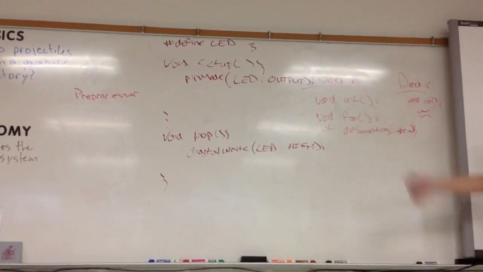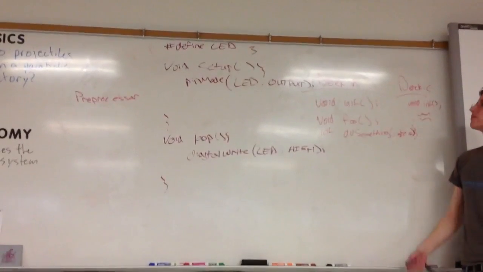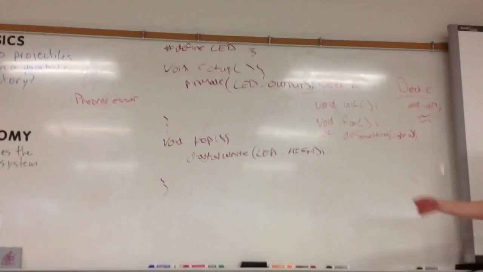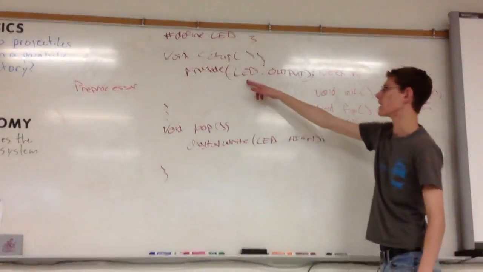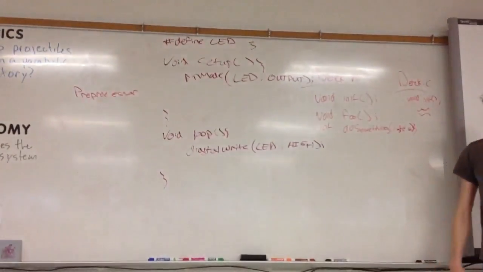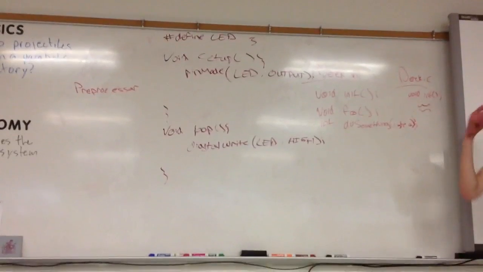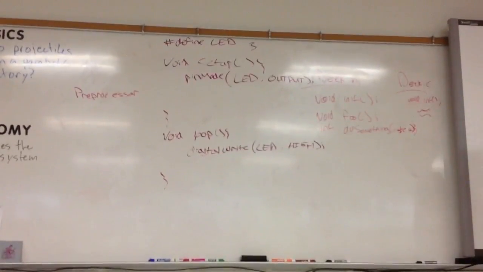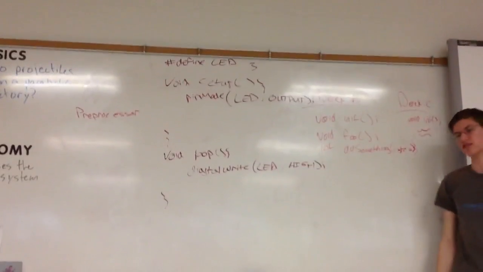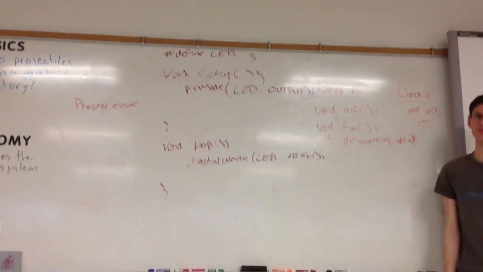A macro, right? Find LED. It looks for it and replaces LED everywhere in our program with a 3. Boom, we pre-processed it. Now we're going to compile it, right? So translate into machine code, and after that is linking. Don't worry about linking.